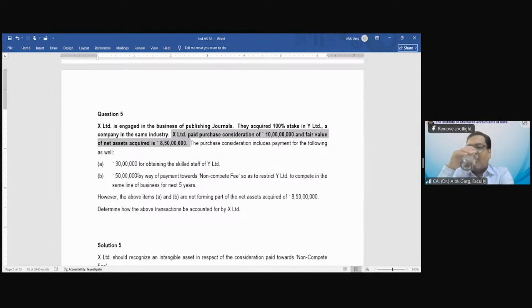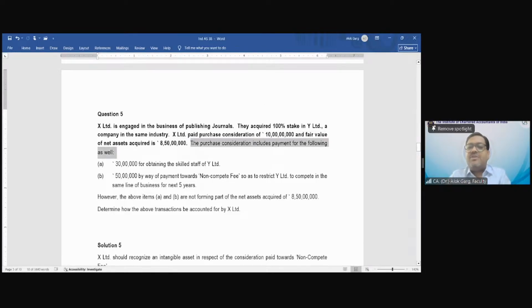Why? Because those were internally generated intangible assets and these were not meeting the identifiable criteria. Okay. Clear? Clear, sir. So these are not meeting the identifiable criteria. Okay. So now let's read further.